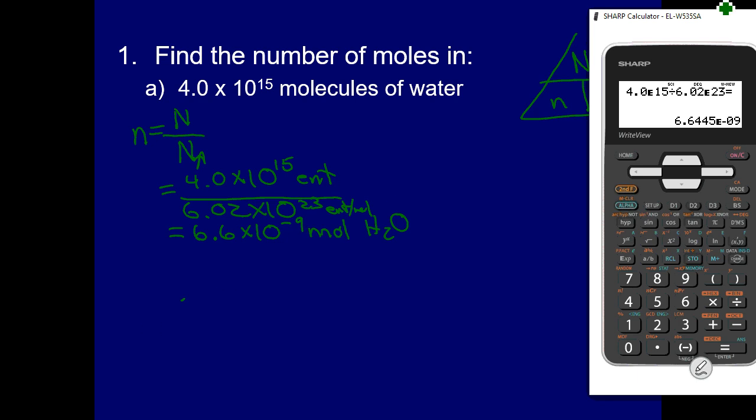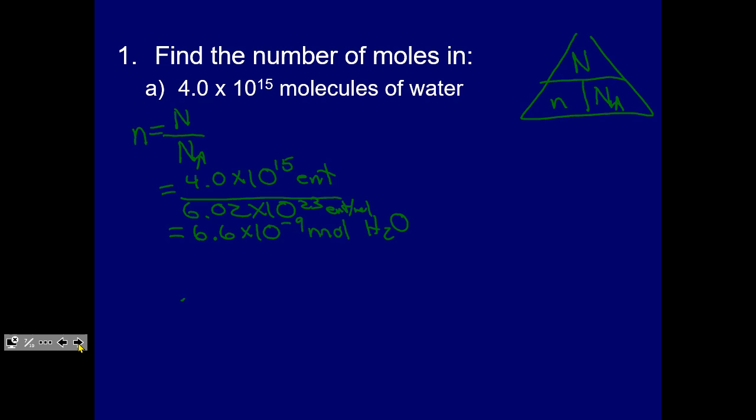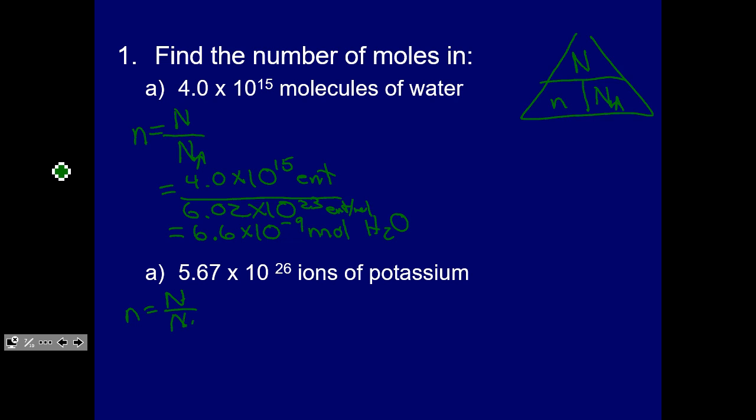Let's do another example. 5.67 times 10 to the 26 ions of potassium. Same calculation that we just did. We're looking for moles. n equals entities over Avogadro's number. 5.67 times 10 to the 26 entities, ions of potassium, divided by 6.02 times 10 to the 23 entities per mole. That's how many there are in each mole.